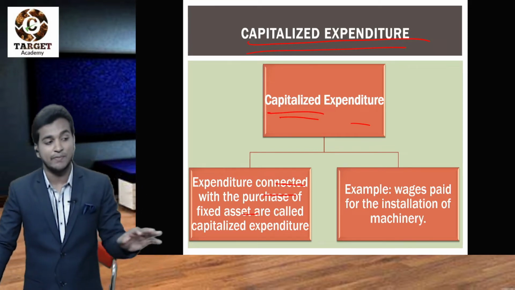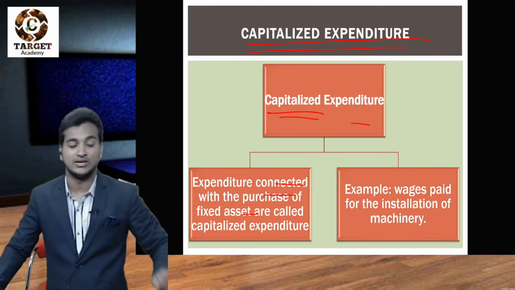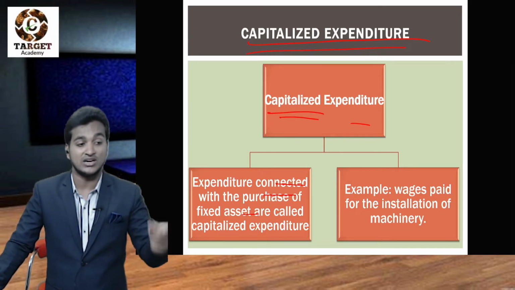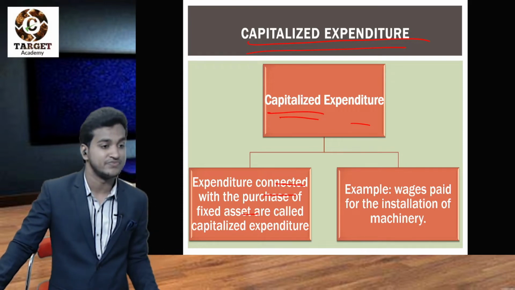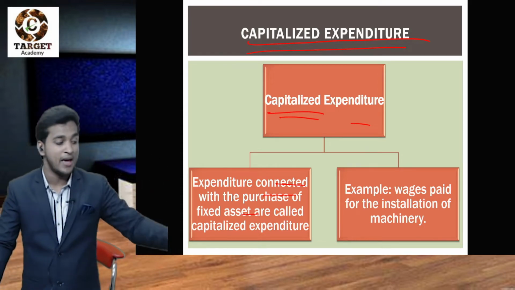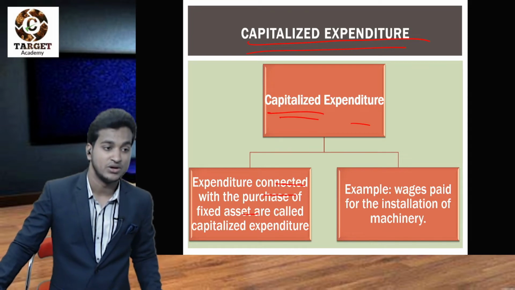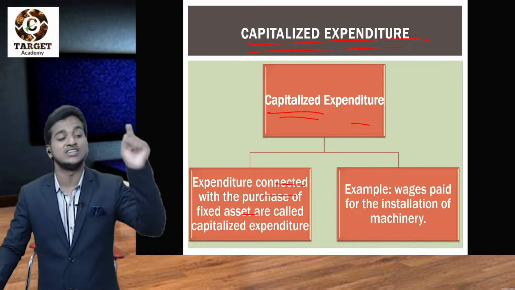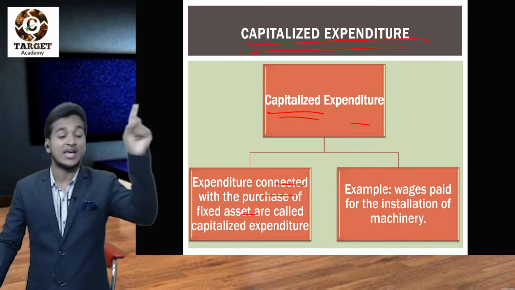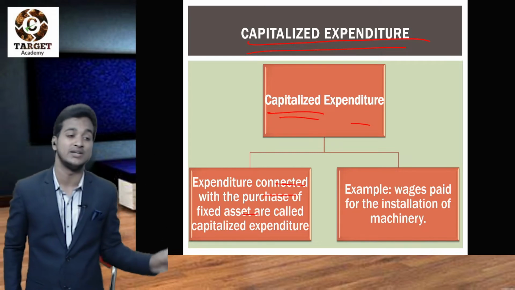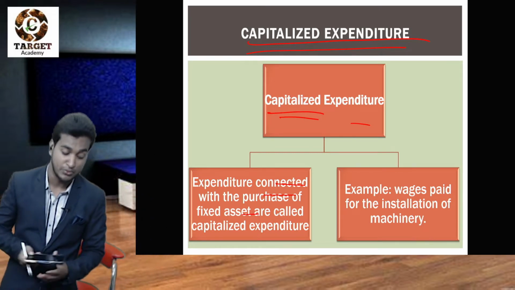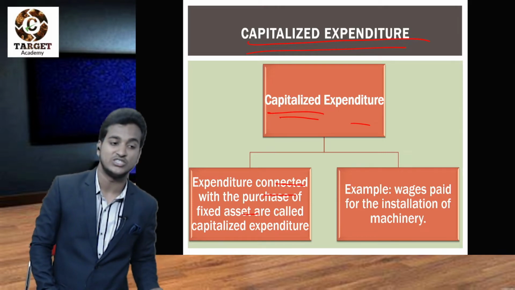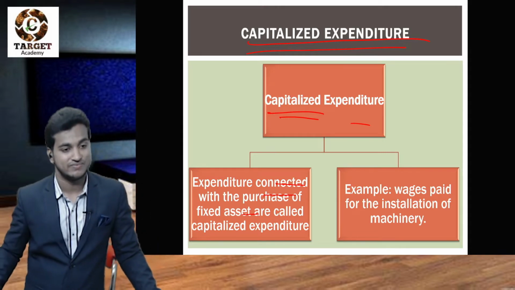One more point, such cost is related to the purchase of machinery. If there is no machinery purchase, there is no concept of that cost. We are incurring that cost just because we purchased that machinery. That means that expenditure is connected with the purchase of machinery. So whatever expenditure incurred in connection with the purchase of asset is a capitalized expenditure, not revenue expenditure. That means that is a capital expenditure. That means I have to add it to the asset.